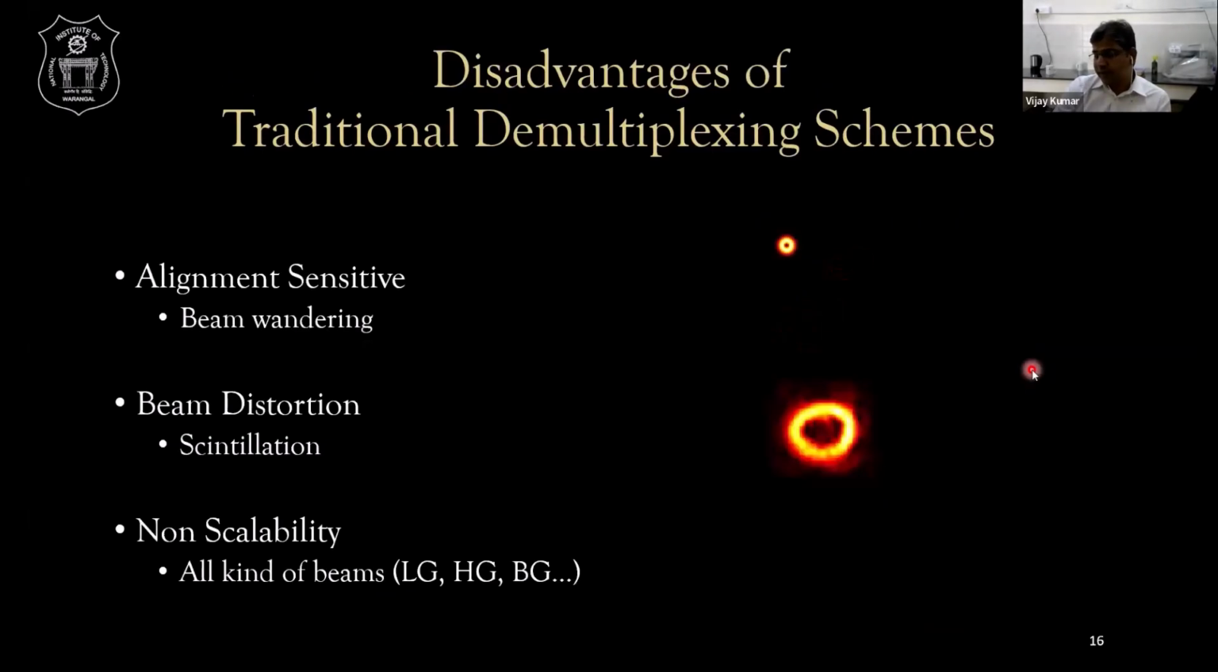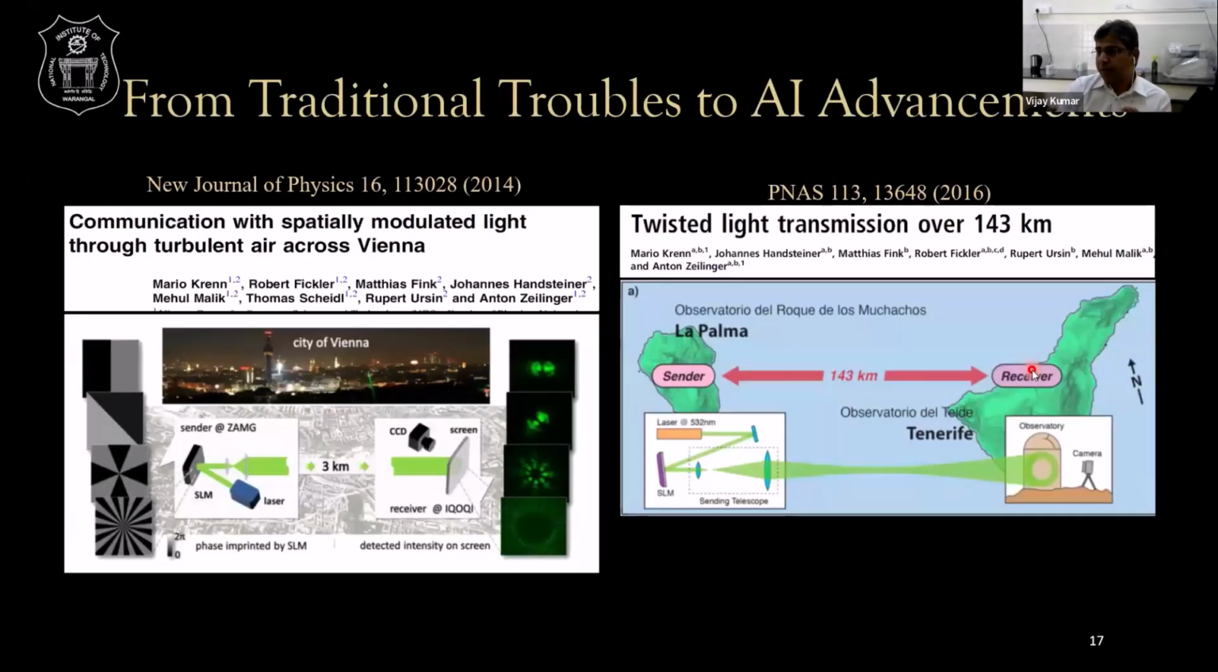But these techniques have a lot of disadvantages. They can't be used in real life scenarios. One of the main drawbacks is the alignment. Obviously, since beam wandering will be there, along with beam distortion and non-scalability, I can't use the same technique for all the families of beams. So people came up, especially Anton Zeilinger's group, they used machine learning, basically nothing but AI techniques.